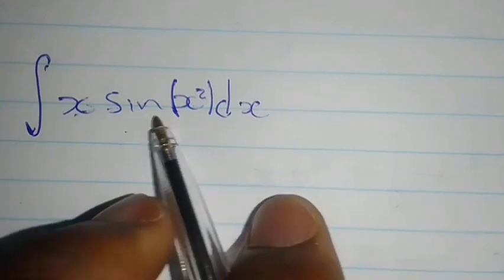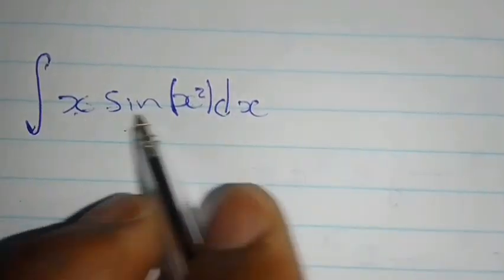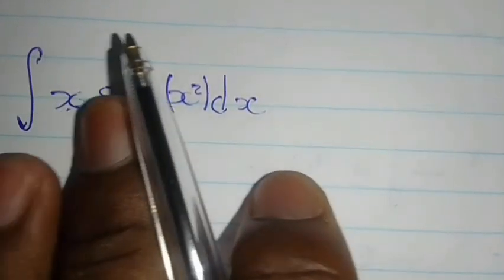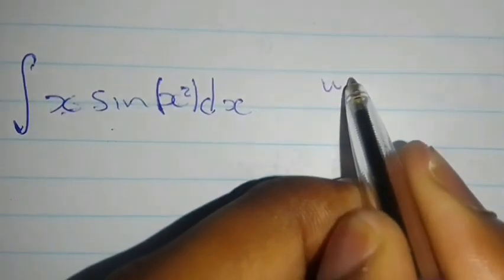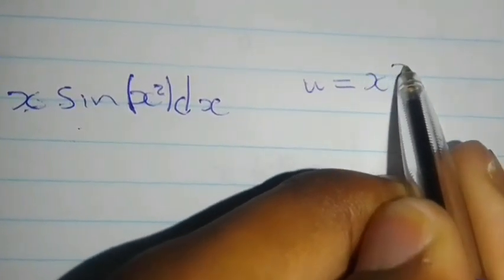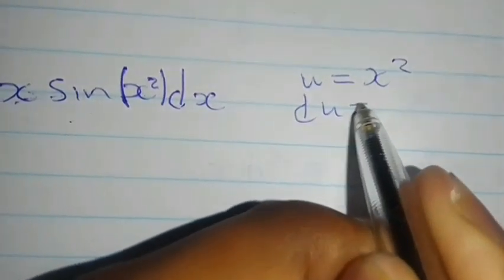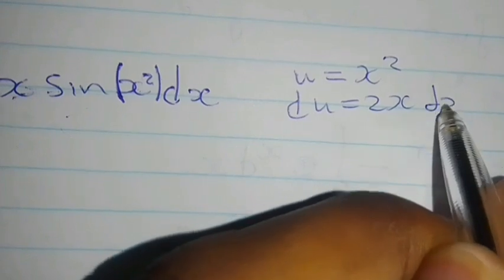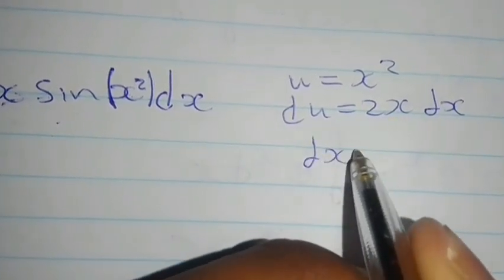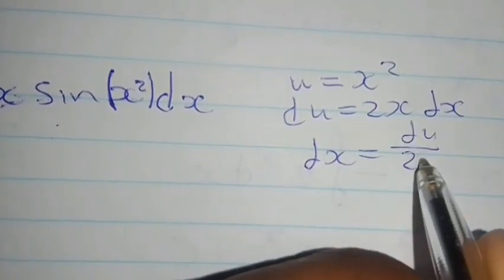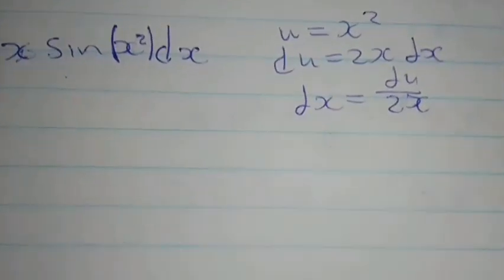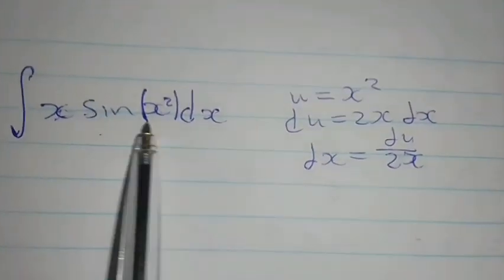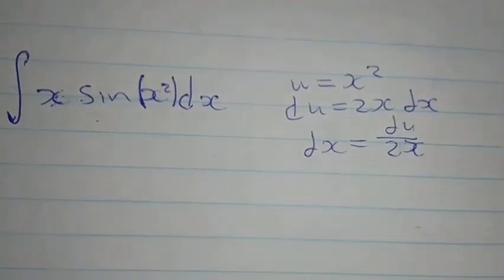Okay, let's look at this. Will it be safe to say that this is a composition? Do you see any composition? Suppose I were to say that u equals x squared. Then I realize that du will be 2x dx, and if you solve for dx, you'll get dx equals du over 2x, and notice that this x will cancel with this one. So basically, you can see that this is a composition, so you don't do by parts here.